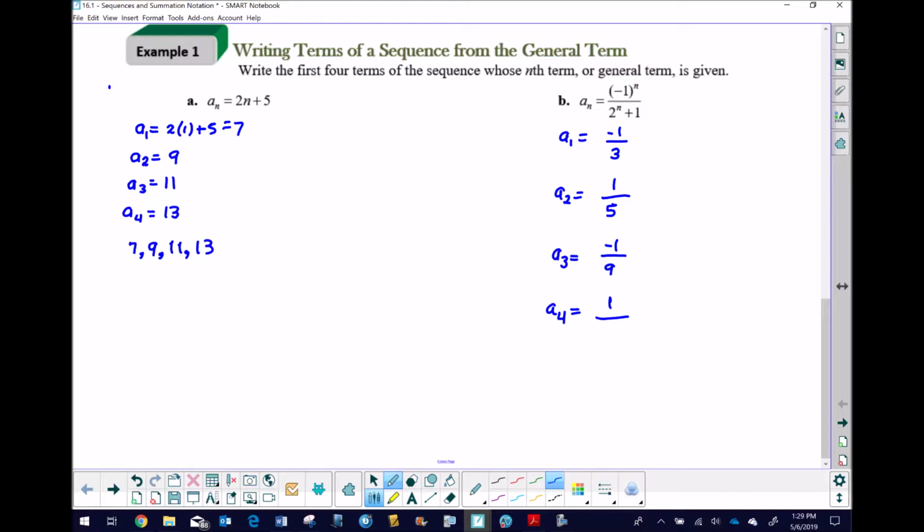2 to the 4th plus 1 is 17, isn't it? So if you wanted to list the terms out, you get negative 1/3, positive 1/5, negative 1/9, positive 1/17. What is it that you can tell me about the signs? There's a word I'm looking for. The signs are, begins with an A. Alternating. That's a great word to use.